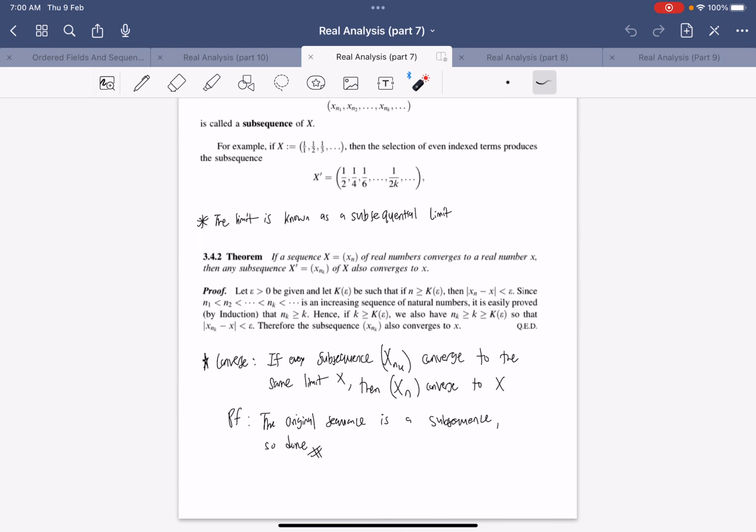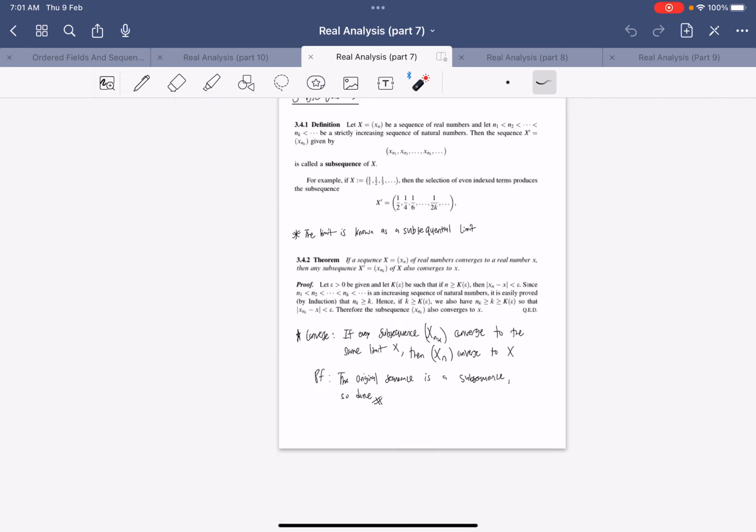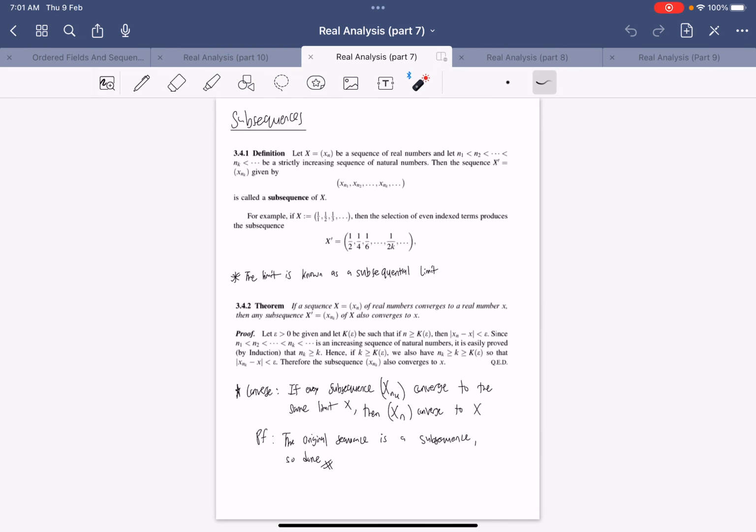It's quite easy to do the converse, because if every subsequence converges to the same limit, then of course xn converges to x, because xn is a subsequence of itself. So a subsequence is really just a notation. Let's look at more properties of subsequences now.